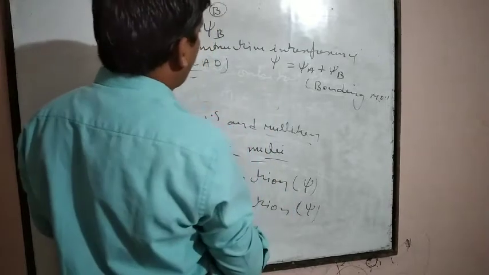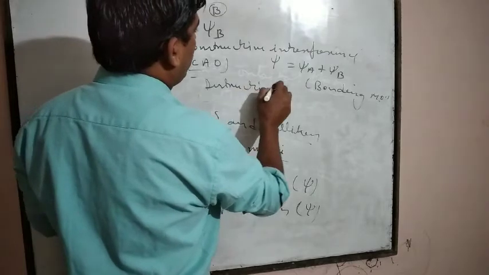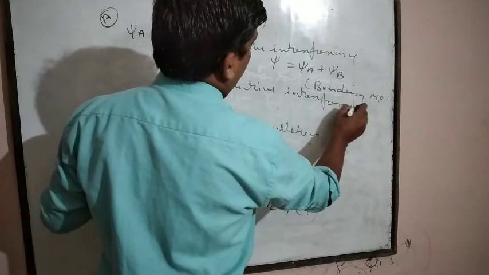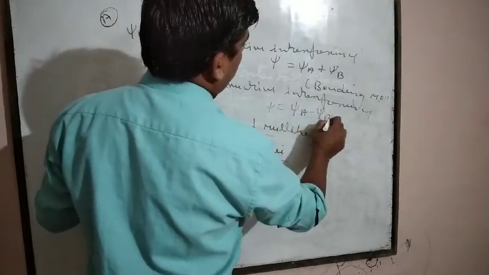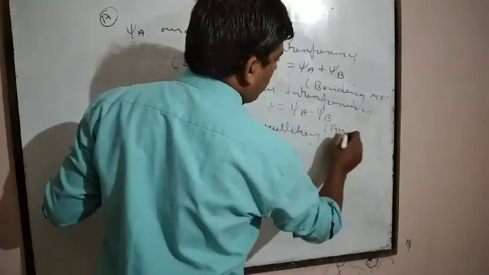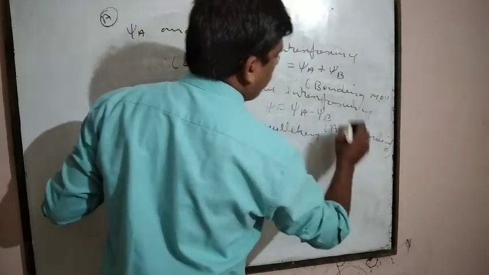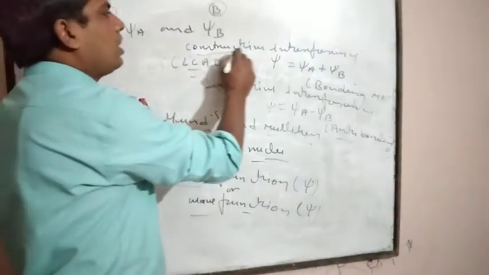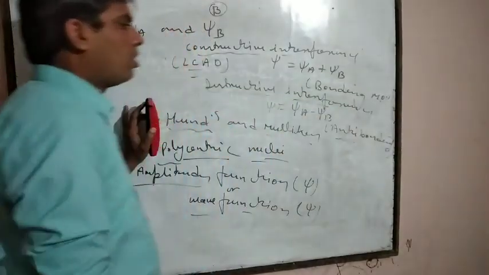And if destructive interference takes place, then psi is equal to psi a minus psi b. Here the anti-bonding molecular orbital will form. So this is constructive interference, bonding, and destructive interference, anti-bonding.